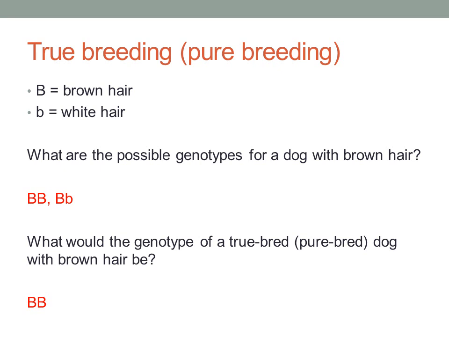But what would the genotype be of a true bred or a purebred dog with brown hair? Would it be big B, big B, or big B, little b? Remember, if we want it to be purebred, that means it has to only have one type of allele. So the answer for that one would be big B, big B. That would be the homozygous true bred dog.